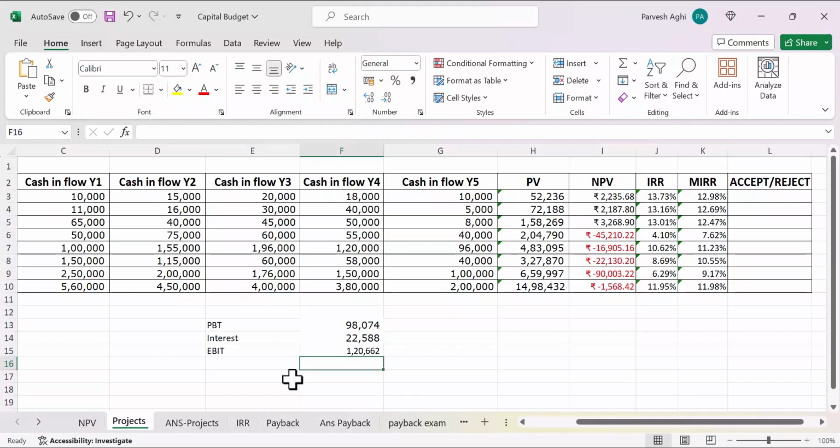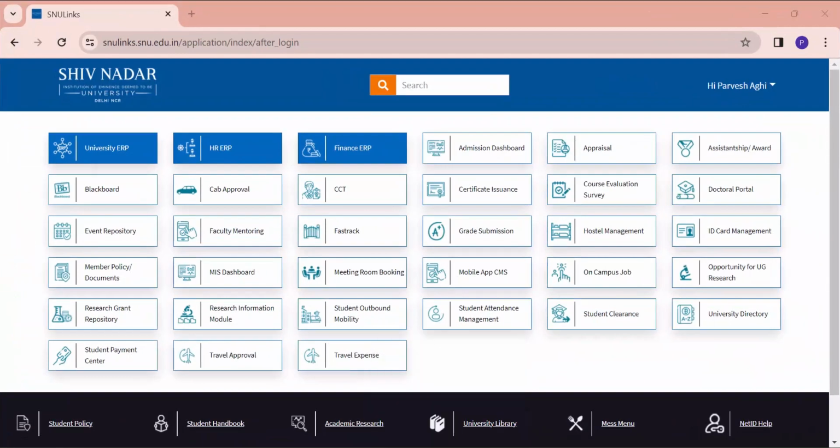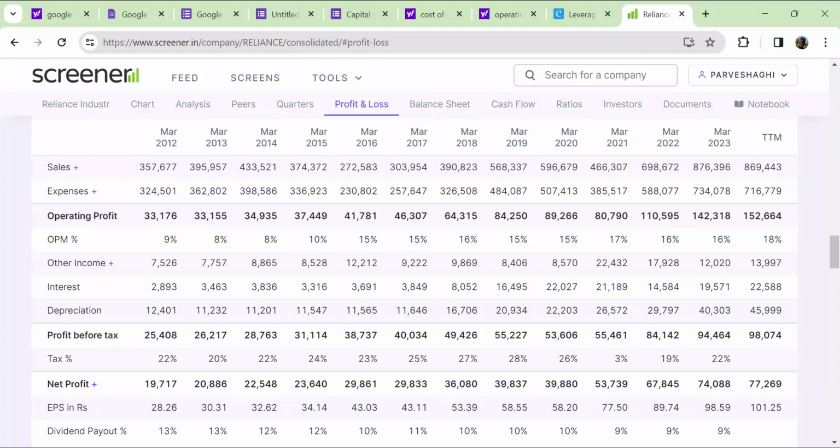And what is the interest? So let's just go back here and see. Let me just check profit before tax. I have added interest, only added interest. Fine. And of course there is something called other income also, isn't it? Okay, that is already added in this.